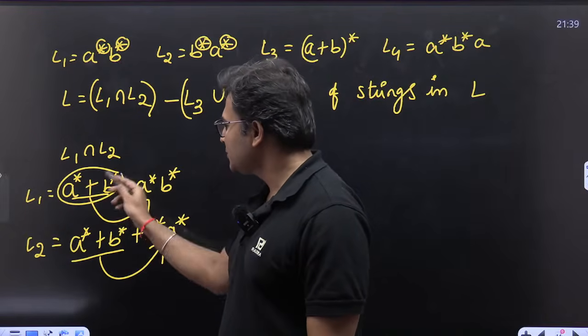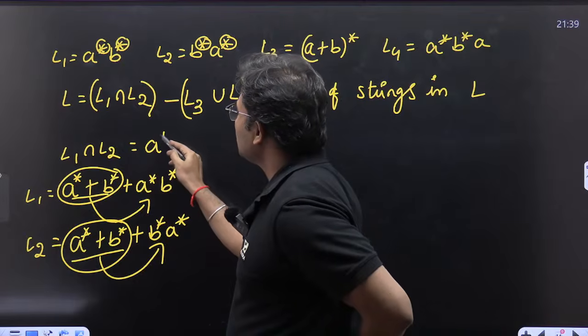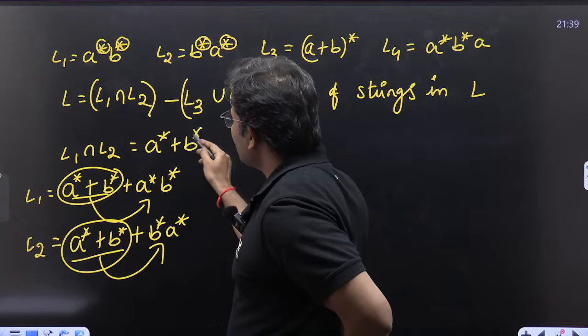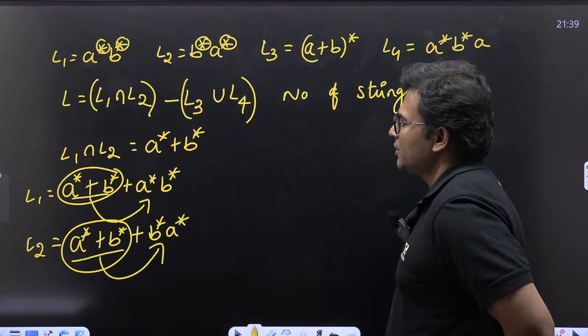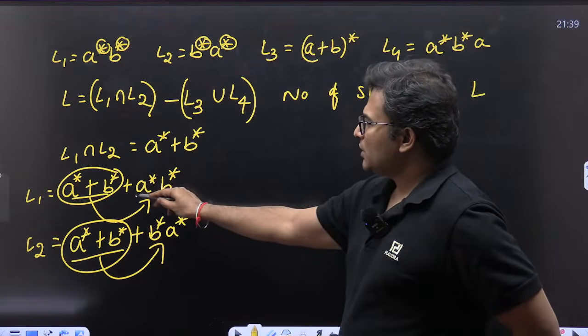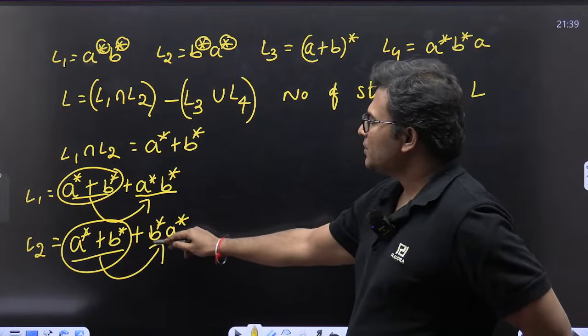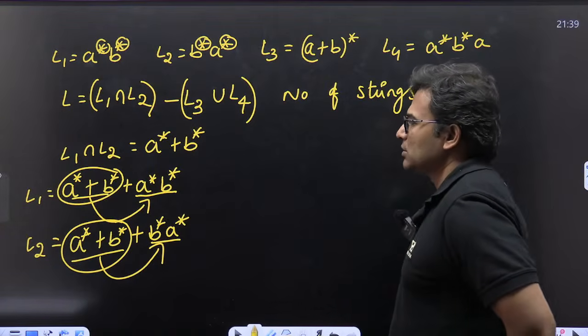Now if I take intersection, A star plus B star is the intersection, right? So L1 intersection L2 equal to A star plus B star. It is not A plus B whole star. It is A's followed by B's, and it is B's followed by A's. You will not get anything else in the intersection, right?